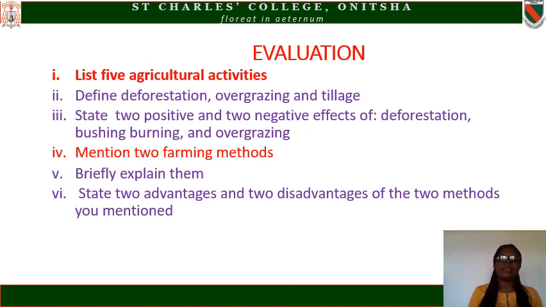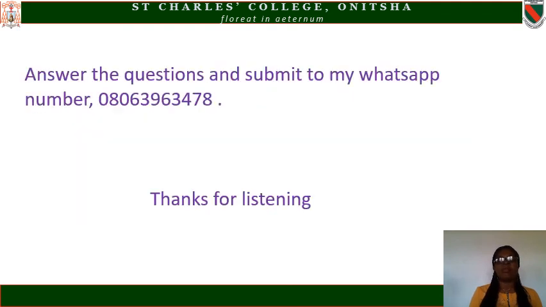2, define deforestation, overgrazing, and tillage. The third one, state 2 positive and 2 negative effects of deforestation, burning, and overgrazing. Then the fourth one, mention 2 farming methods. The fifth, briefly explain the 2 of them. Then the final one, state 2 advantages and 2 disadvantages of the 2 methods you have mentioned.